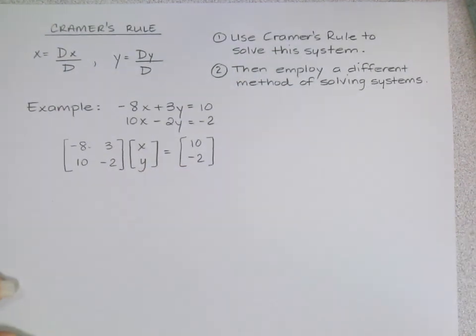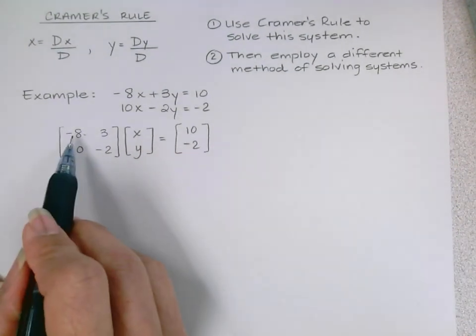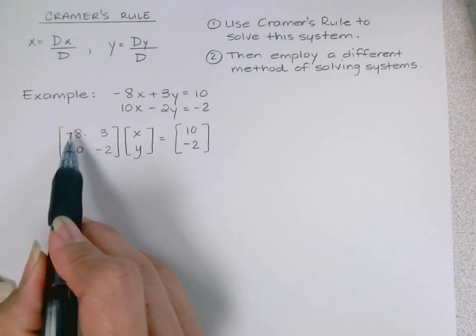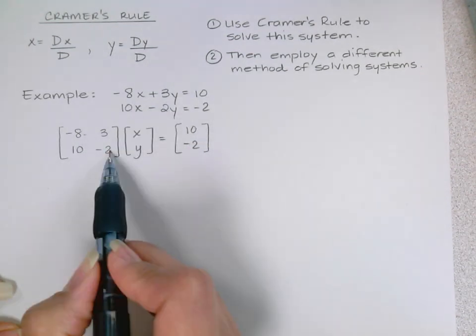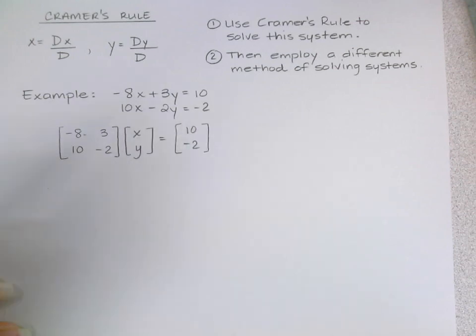So if you were to do the multiplication of row by column, so negative 8 and 3 times x, y, you'll end up with that equals that. The row by the column equals that. So you'll end up with those two linear equations.